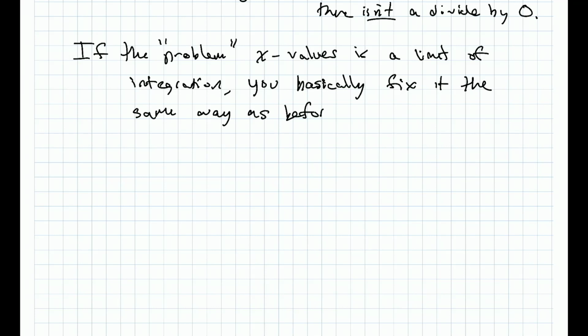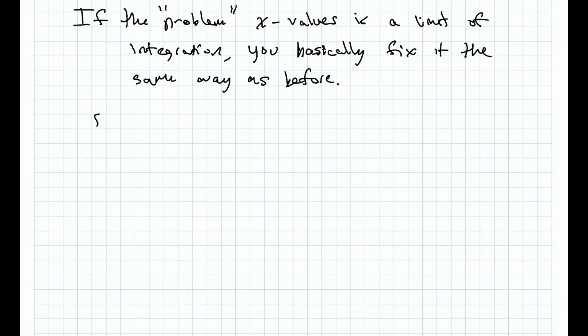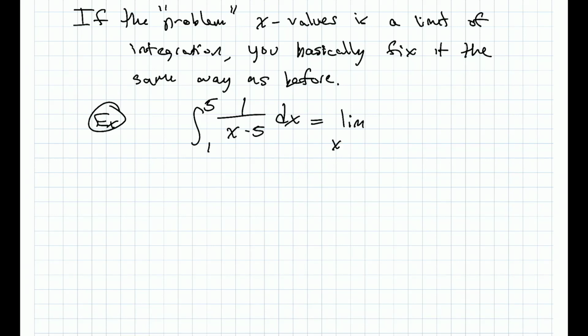So you basically do the same thing as before. An example would be like this. There's one extra complication though that I'll talk about. Say the integral from, let's just do 1 to 5 again, of 1 over x minus 5 dx. What you're going to want to do is rewrite it as a limit, say as b goes to 5, of the integral from 1 to b of 1 over x minus 5 dx.